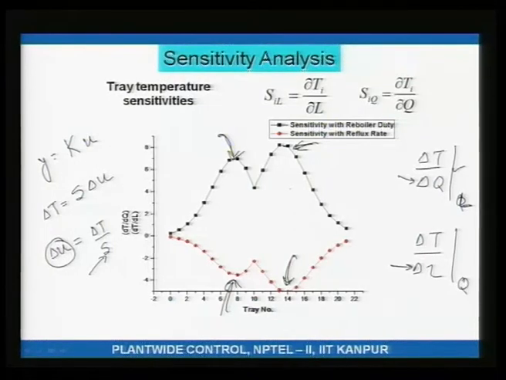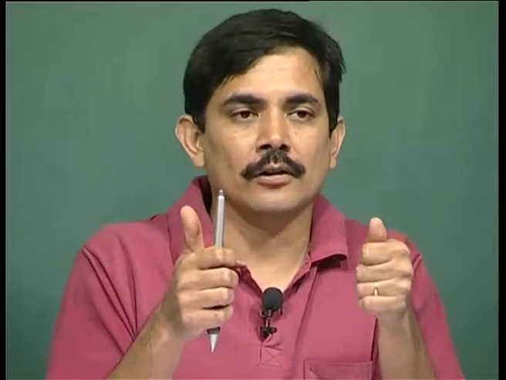How do you select tray temperatures? You do a sensitivity analysis, and if you are trying to do single ended control, control the most sensitive tray with Q, for example, in an LQ structure. If you are trying to do dual ended temperature control, well, your sensitivity analysis will show you. For example, this sensitivity plot is showing that okay, I can control this and or this, right? There are two sensitive locations inside my column. So I can control two tray temperatures.